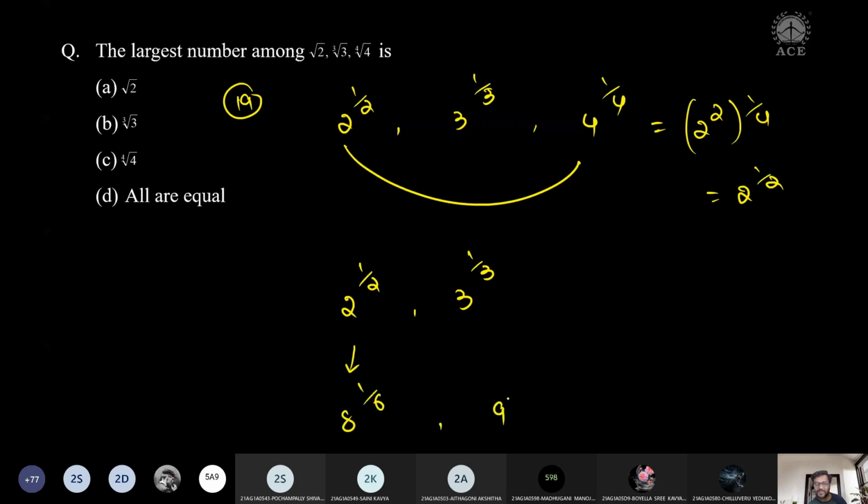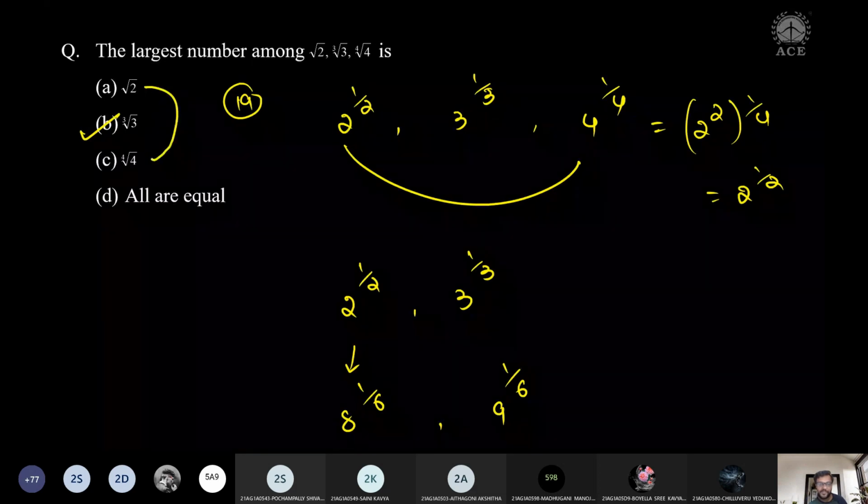This is the previous question only put in a different style. 9 power 1 by 6 is the largest. These two are equal. These two are equal. Right. See the next question, my dear friends.